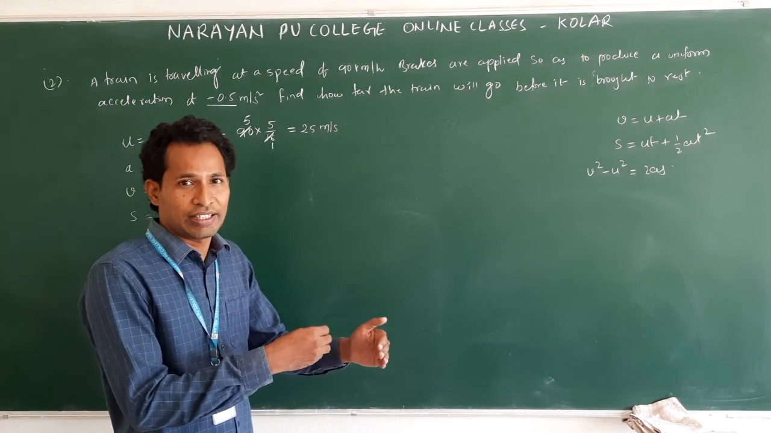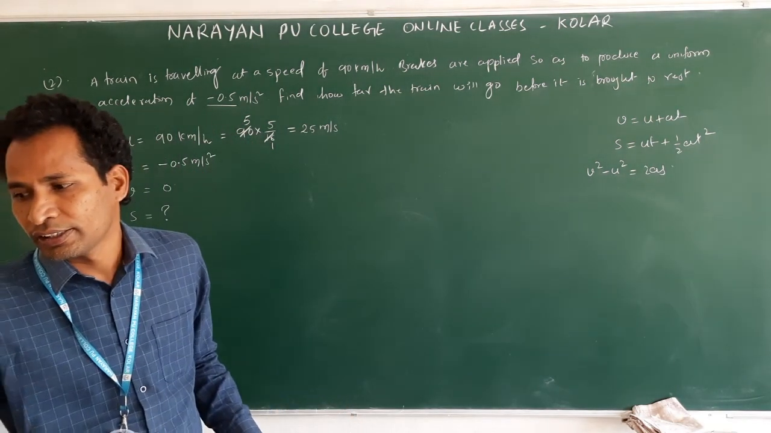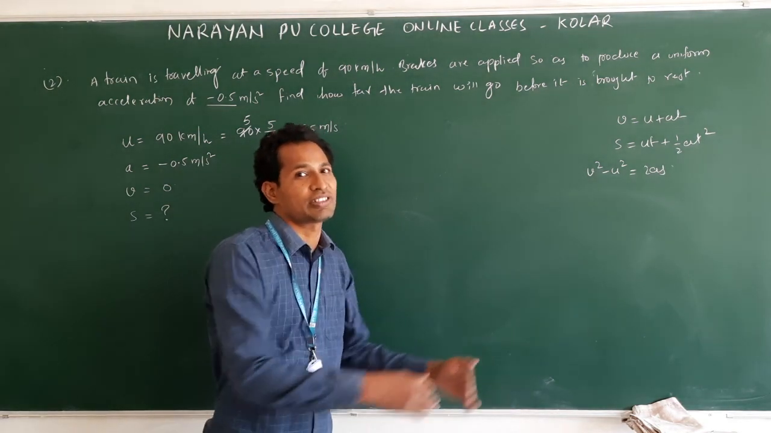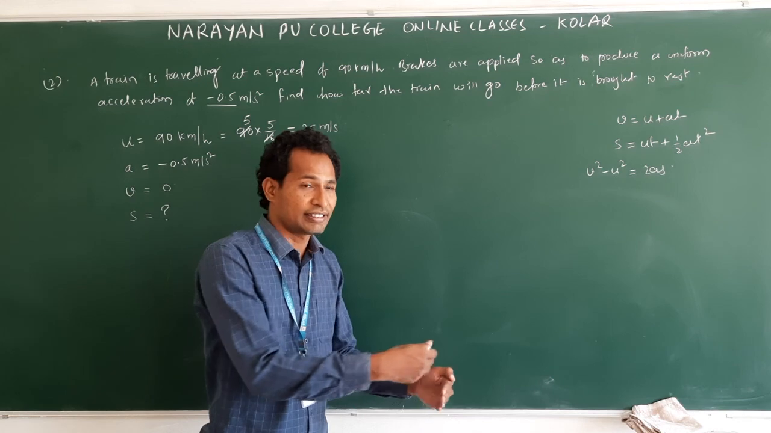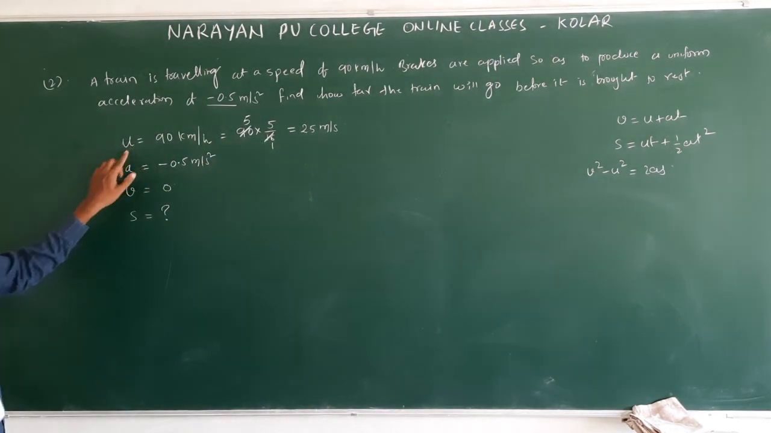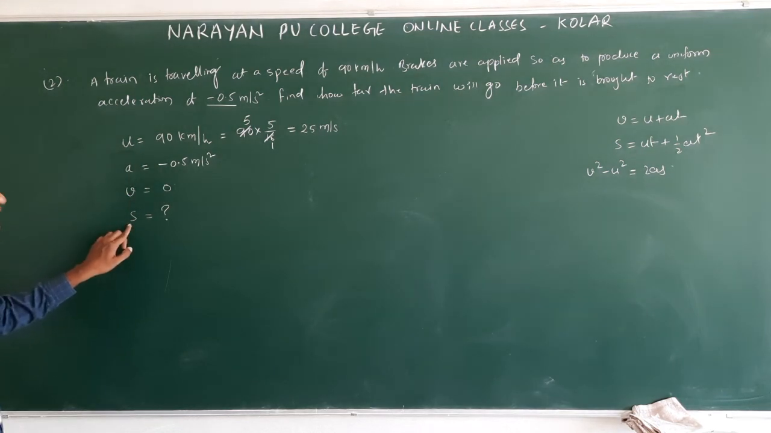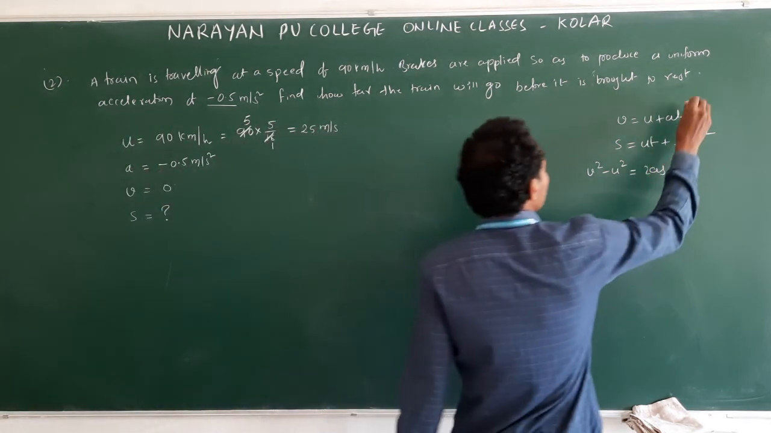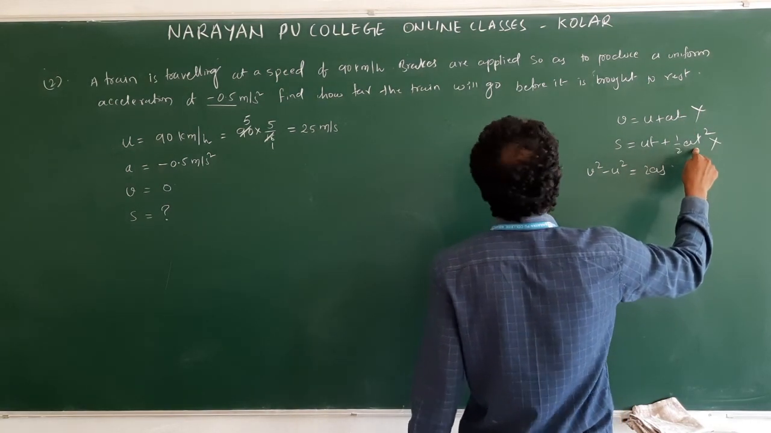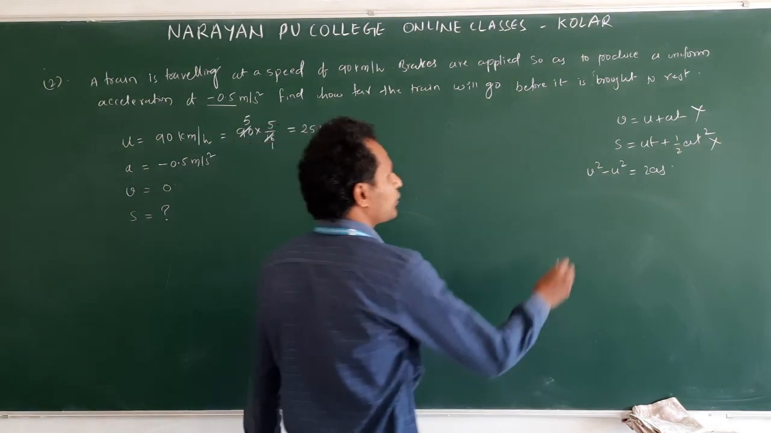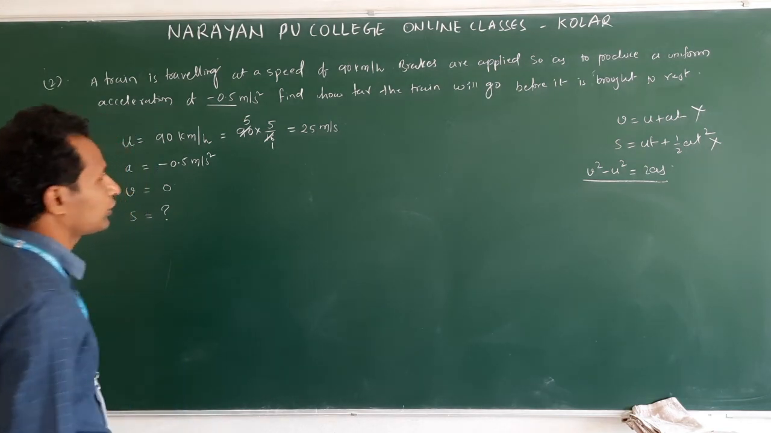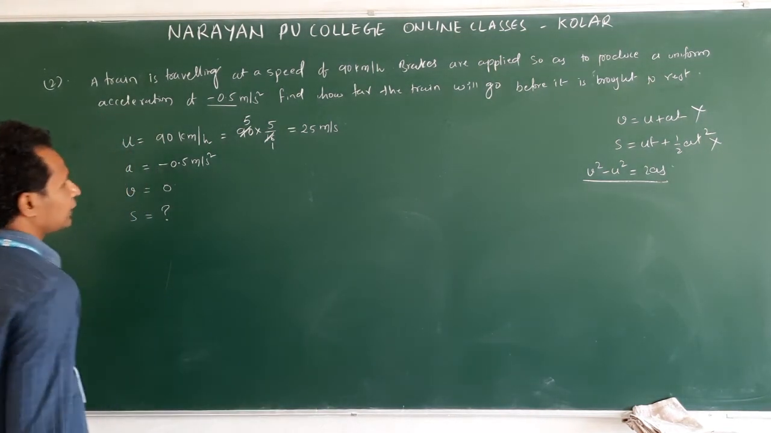As soon as the brakes are applied, what happens? Velocity gradually decreases, meanwhile it travels some distance. That distance they asked, the distance before it comes to rest. Now, information given to you: A, V, asking S. Which is suitable? This is not suitable because time is involved. This is also not suitable because time is involved. Time is not mentioned in the question. Obviously, this is the suitable equation. Now, I am taking that equation.